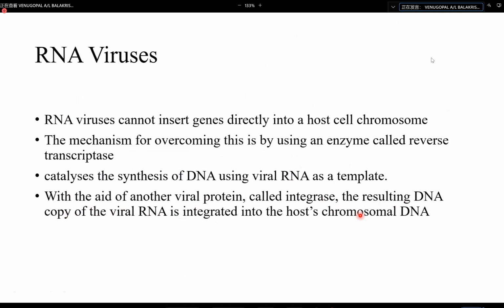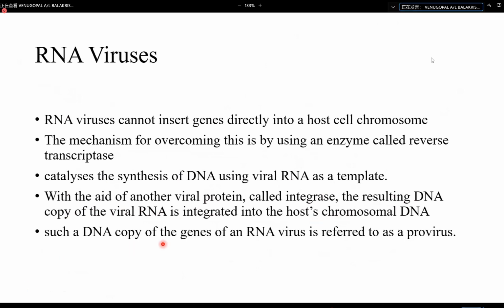It's a bit of a different mechanism, even though it is produced by reverse transcriptase. It doesn't go episome, but it uses a viral protein called integrase, and the resulting DNA is integrated into the chromosomal DNA. Such a DNA copy of the genes of an RNA virus is referred to as a provirus. And this type of RNA virus is called a retrovirus. Only retroviruses could do this. Understand?